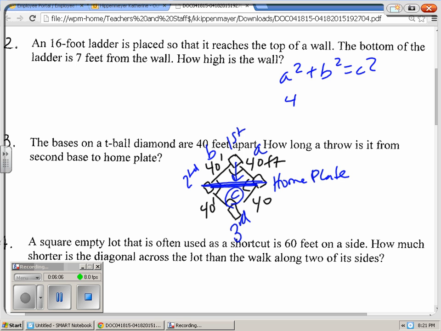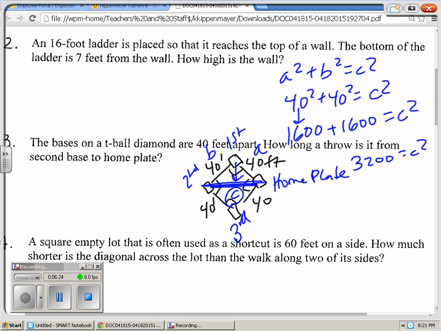We write out our formula and we fill it in. 40 squared, and then we multiply 40 times 40, we get 1600, plus 1600 equals C squared, so we have 3200 equals C squared. Then we take the square root of each side to get what C equals.